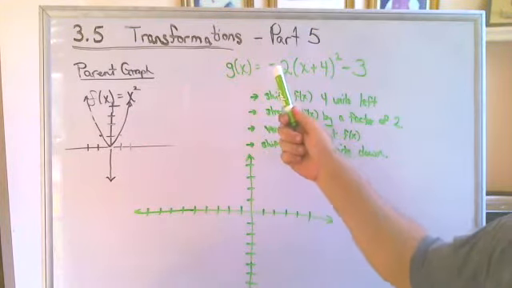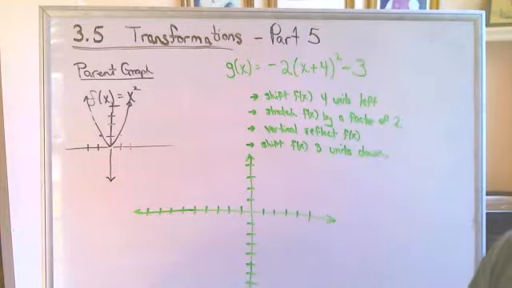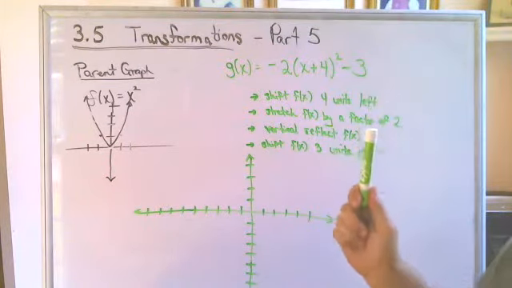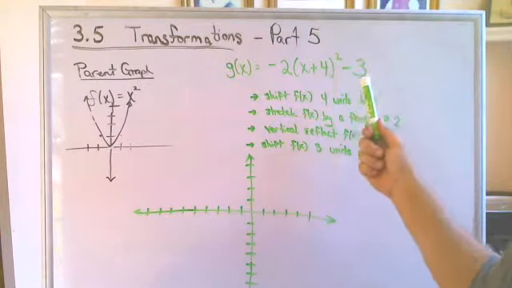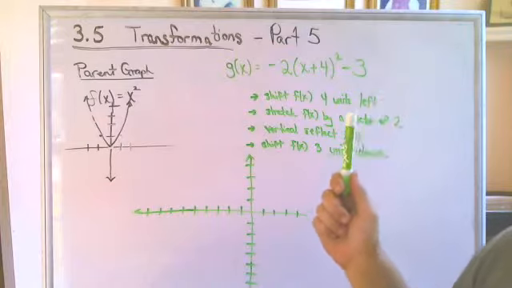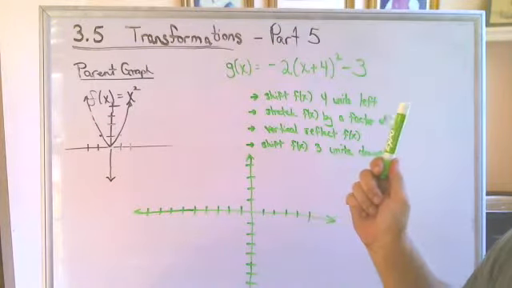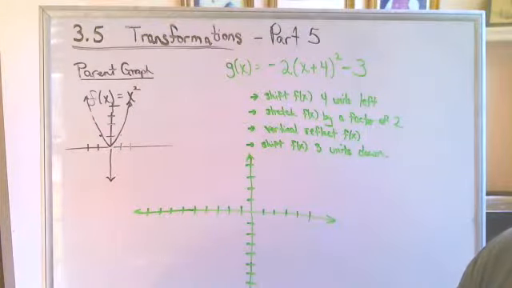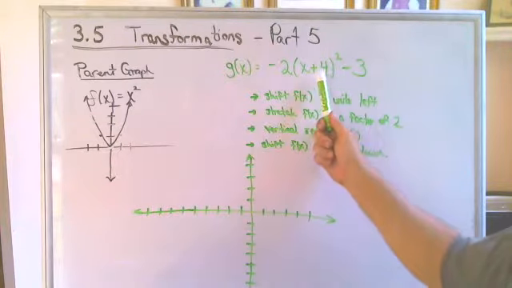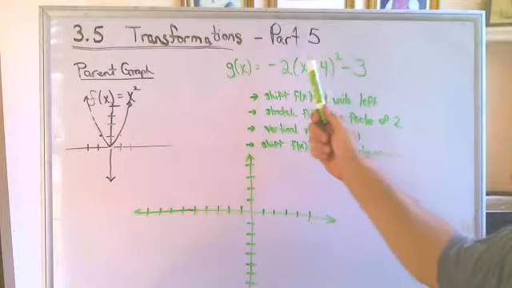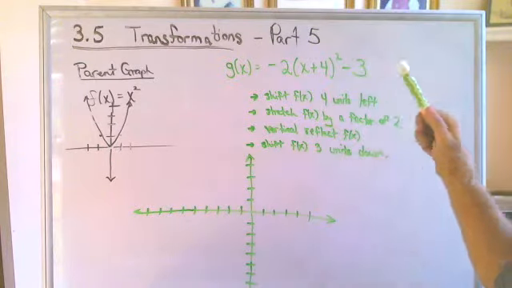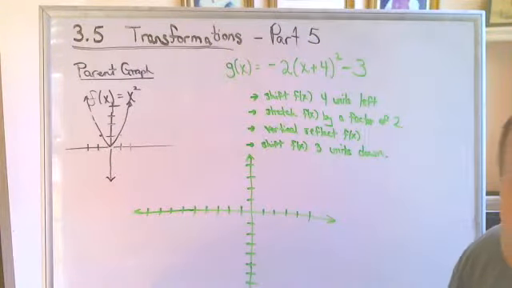And remember there was a negative in front of one of those, which was the vertical reflection. Now what am I not showing you here is a horizontal reflection. I am not showing you a vertical shift up. I am not showing you a horizontal shift to the right. But there are multiple transformations being applied here. This is a horizontal shift. This is a stretch. This is a reflection. And this one here is a vertical shift down. There are actually 4 different types of transformations.